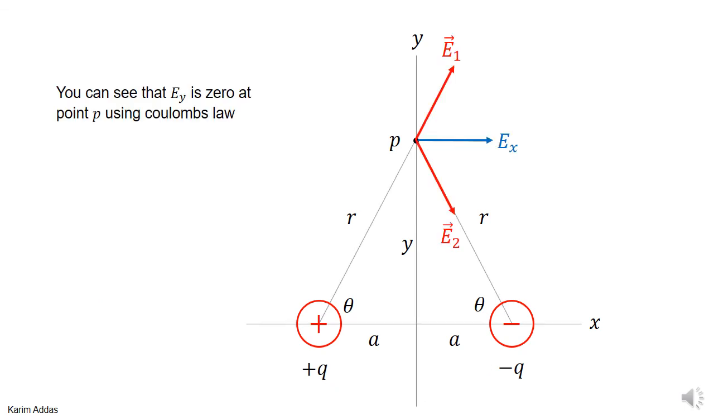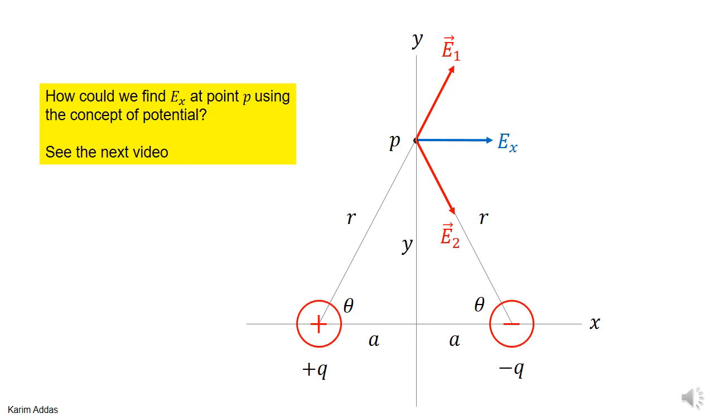How did we prove that E_y was 0 using Coulomb's law, if you go back to that problem we did before? Well, we got the electric field due to charge 1, we got the electric field due to charge 2, and you added them. When you added those electric fields, the y components cancelled and the x components added. So this is the way we found that E_y was 0 before with Coulomb's law. But now, with the concept of potential, we have an alternative way to get E_y.